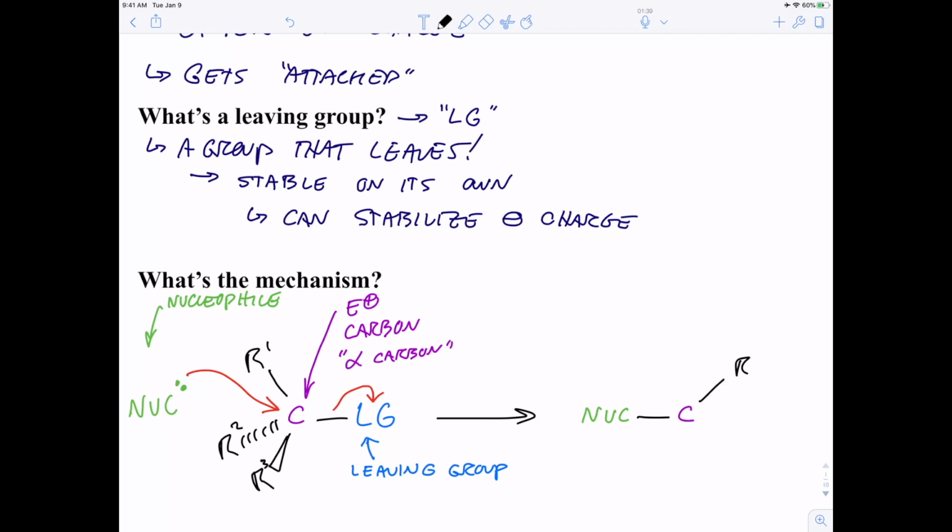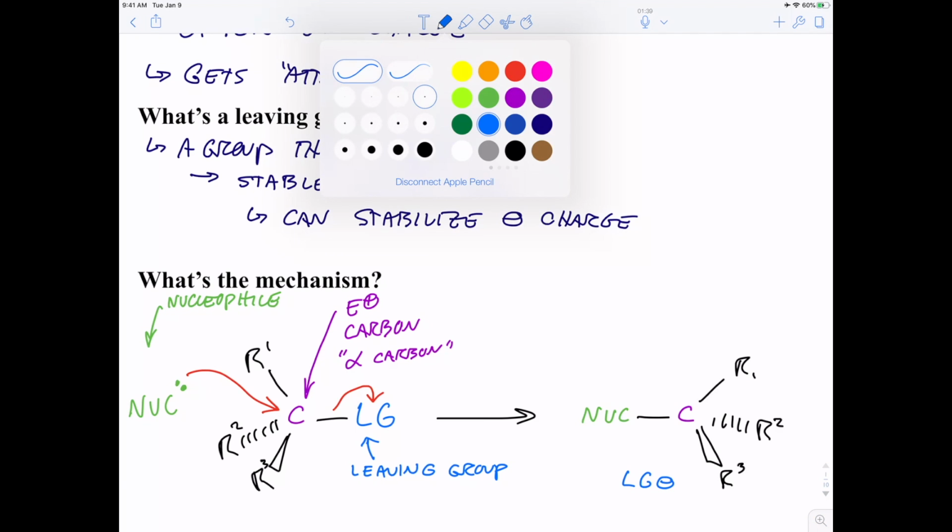And we'll just fill this in. Then the other R groups that are around here, whatever they are, we don't really care yet. We'll talk more about those in a bit. But they're still there, just hanging out. Then the leaving group is off somewhere by itself, probably with a negative charge. Depends on what the species is.